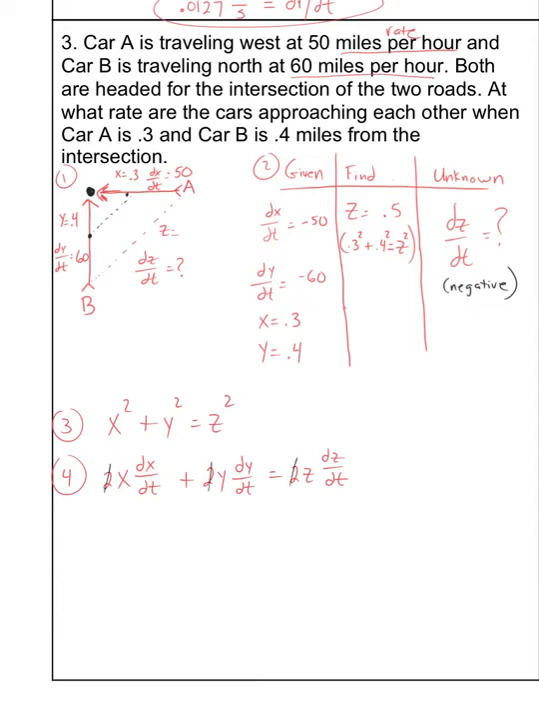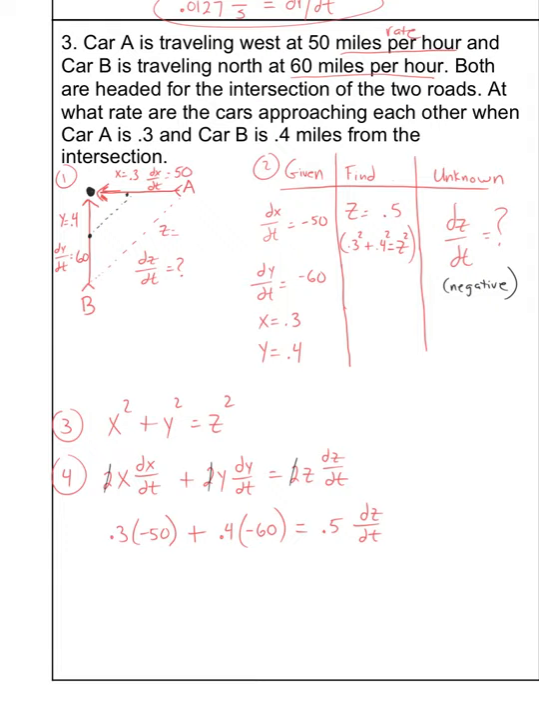Now let's plug in what we know. We know that x is 0.3. We know that dx dt is negative 50. We keep going. We know that y is 0.4. We know that dy dt is negative 60. We keep going. We know that z is 0.5 and dz dt is our question. That's our variable. All right, so now we just go ahead and we solve it.